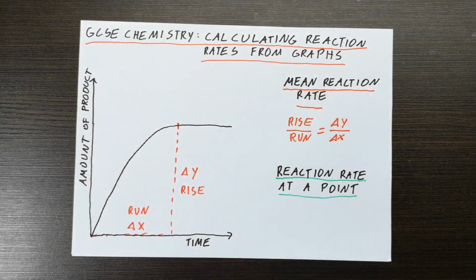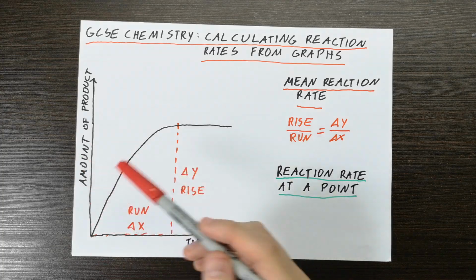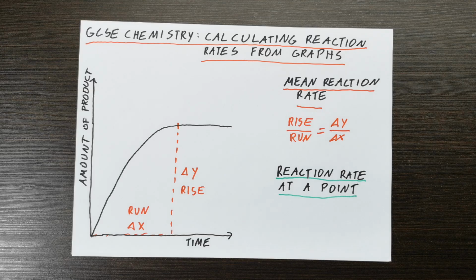Sometimes we would not be looking at moles. Sometimes we, for example, look at the volume of a gas released. So we would do, for example, centimeters cubed per second. The units that you use for the reaction rate are very much dependent on the units that are presented in the graph. So that's how you do mean reaction rate.